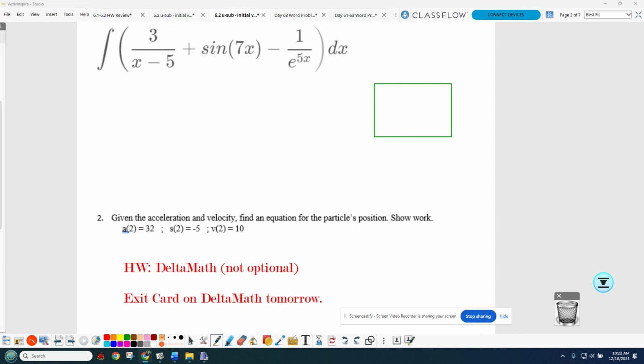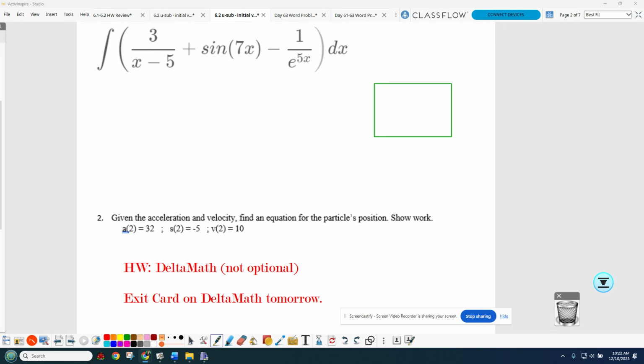So I have been confused. I have two calendars in the room, one by the computer and one on the other side of the board, and they are off by a day. Today is supposed to be homework review, which according to that sheet over there is supposed to be Thursday. Anyway, tomorrow you have an exit card on doing some kind of use substitution stuff.